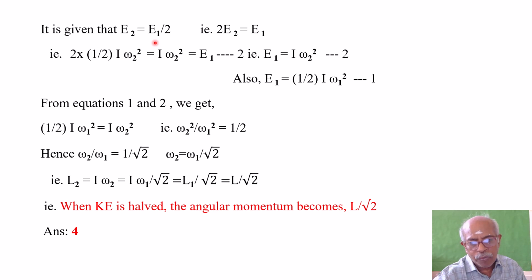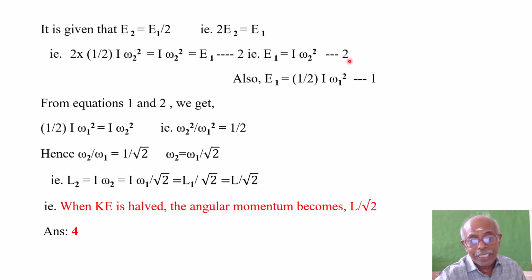What does it mean, sir? When the kinetic energy is halved, what is the angular momentum? This is what has been asked. So E2 is equal to E1 by 2. You bring the 2 to the other side, you can write 2E2 is equal to E1. So 2 into E2, which is half I omega 2 square. This 2 and half get cancelled. That is equal to I omega 2 square. So E1 is equal to I omega 2 square. Let it be equation 2.